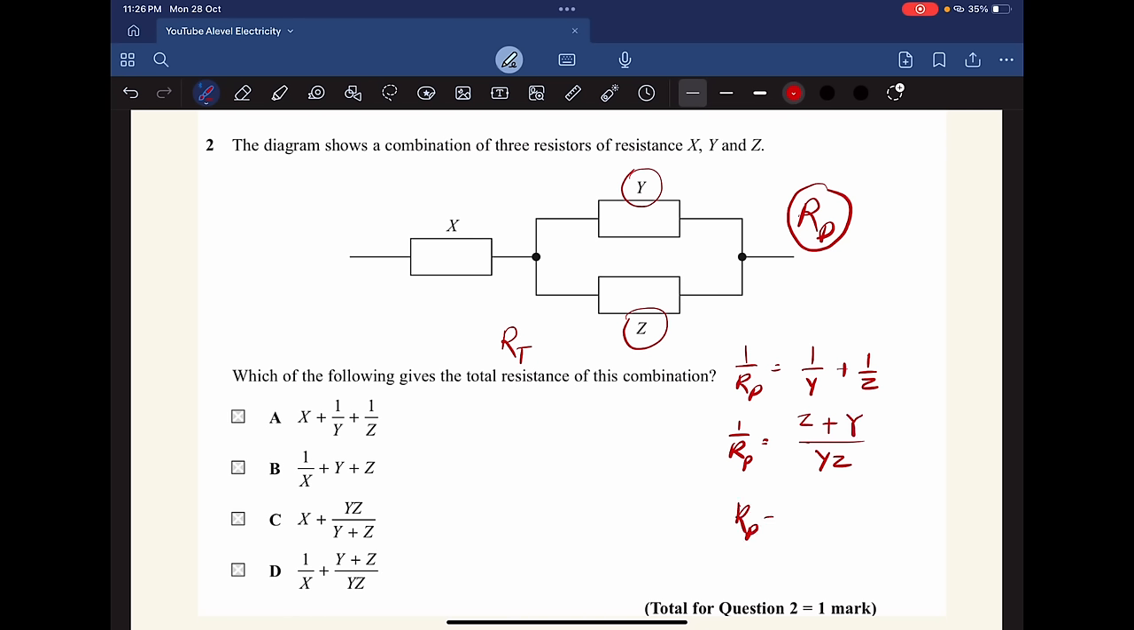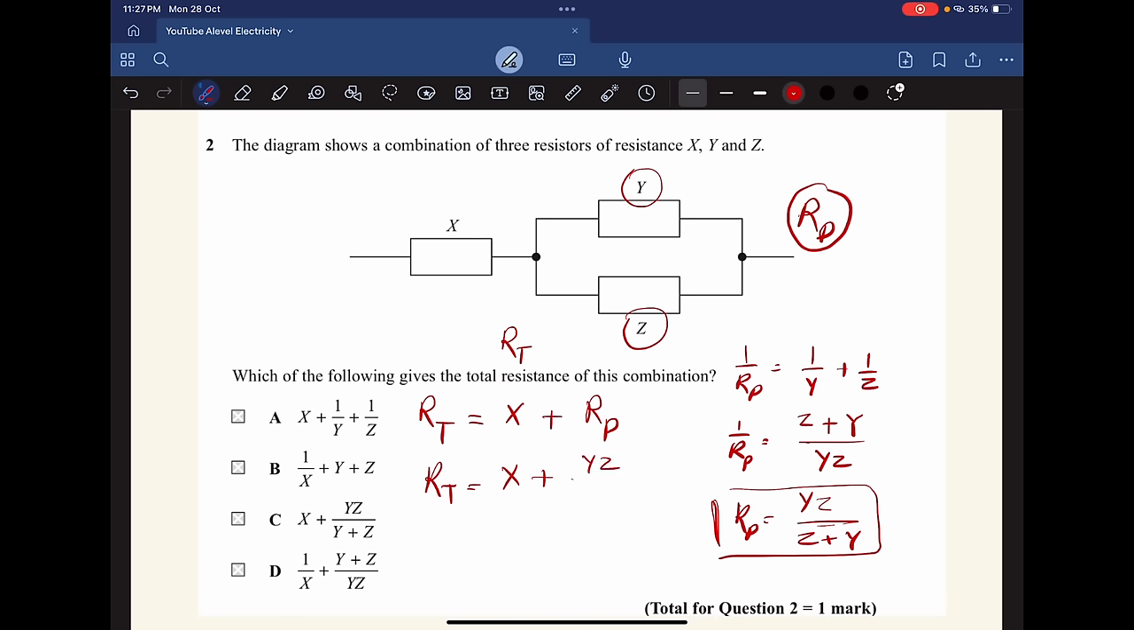So RP reciprocal, make it upside down, which is YZ divided by Z plus Y. Now the combination of these two resistors is connected in series with RX. The final step is to get the total resistance RT equals X plus RP. R total equals X plus YZ over Z plus Y. The correct answer for question two is C.